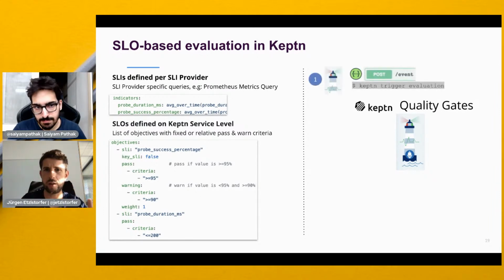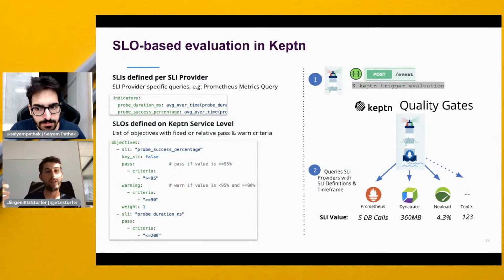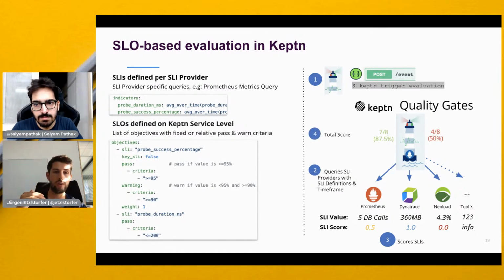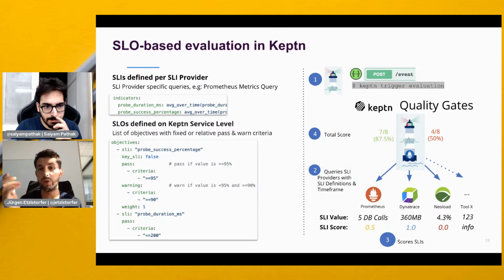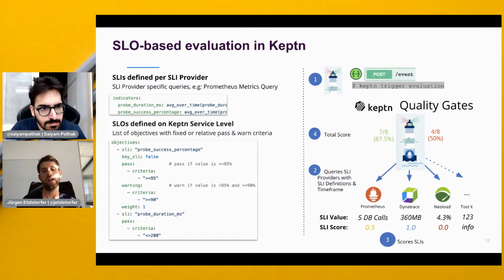Oh, actually, I think I do have an animation here. So it goes through everything that's defined in your service level objective file, queries the data providers like Prometheus, Dynatrace, NeoLoad, or your custom tool, scores it, gives the SLI as an individual score, and then comes up with a total score. And based on the total score, we can define, okay, the quality gate in total has to be higher than 95%, or in this case, 80% maybe, and it will give you a pass, warning, or fail, very similar to the individual SLIs again.